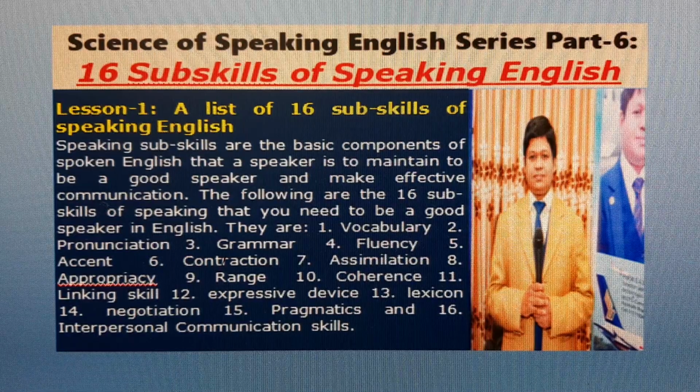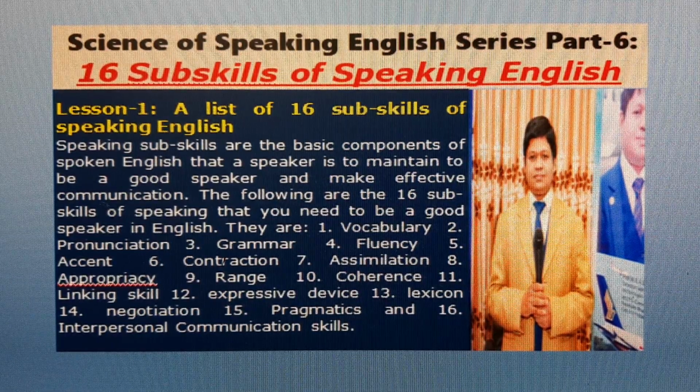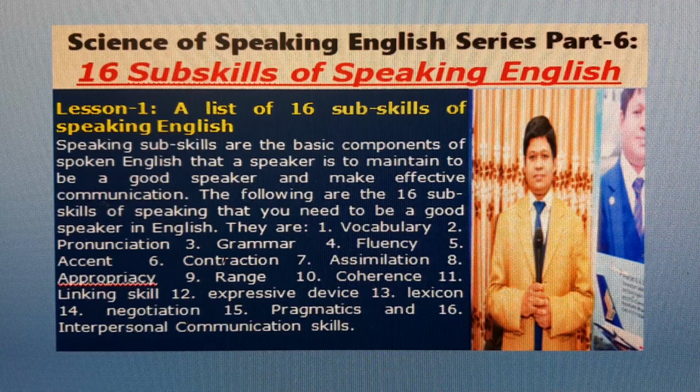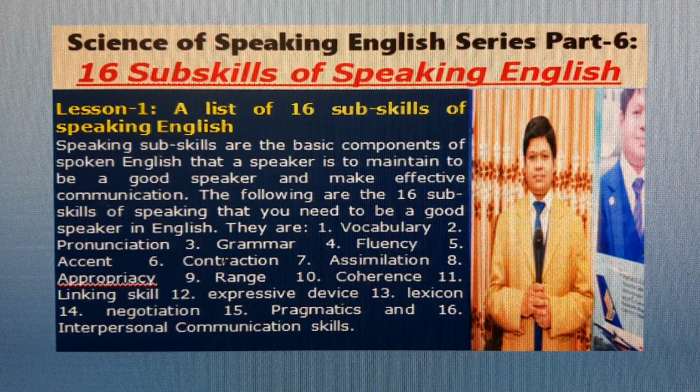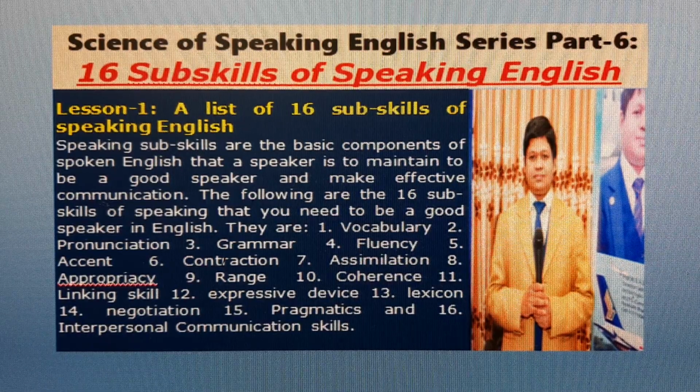Lesson 1. A list of 16 sub-skills of speaking English. Speaking sub-skills are the basic components of spoken English that a speaker is to maintain to be a good speaker and make effective communication. The following are the 16 sub-skills of speaking that you need to be a good speaker in English.